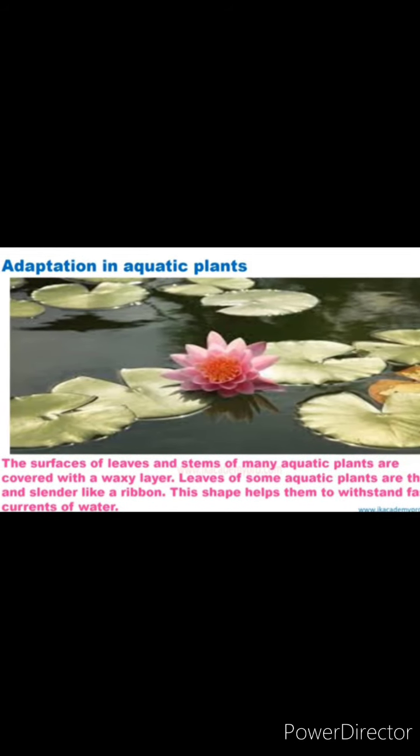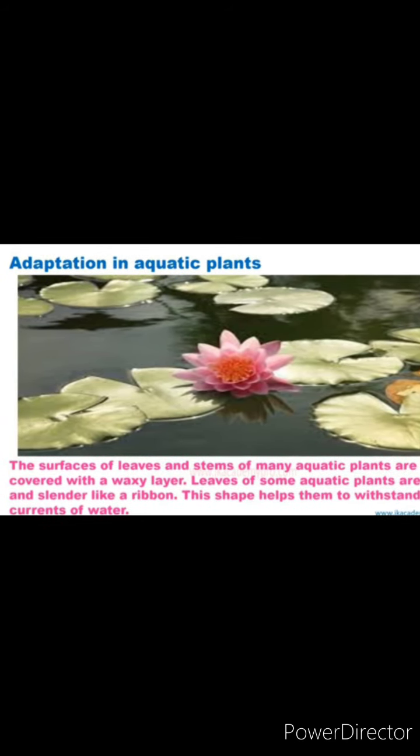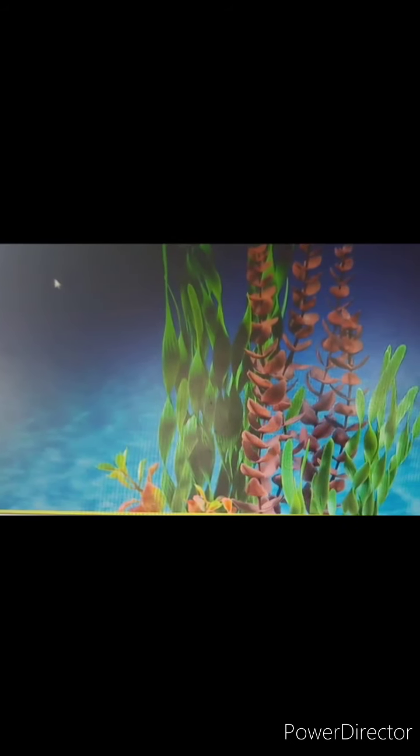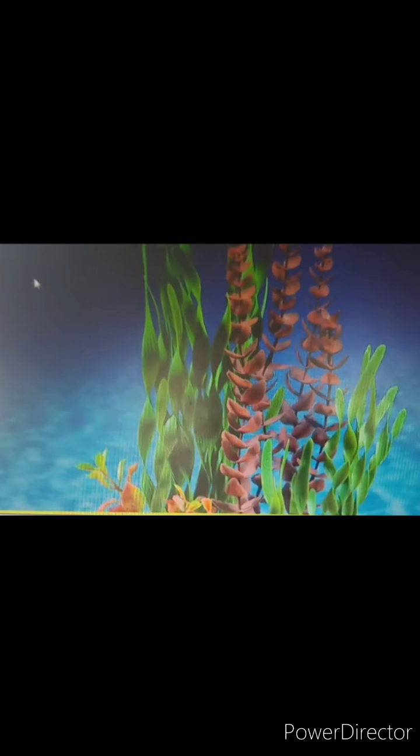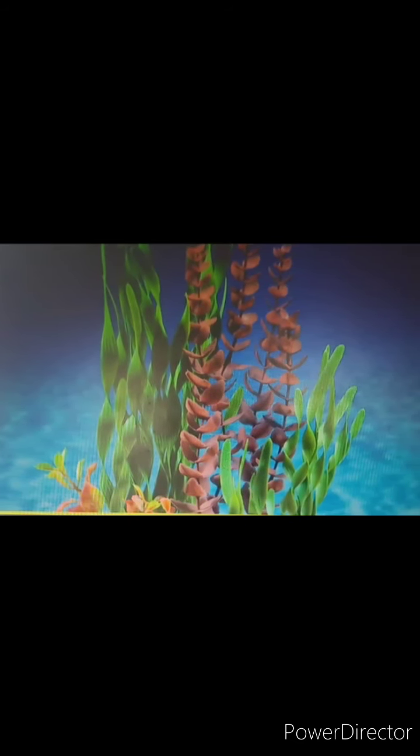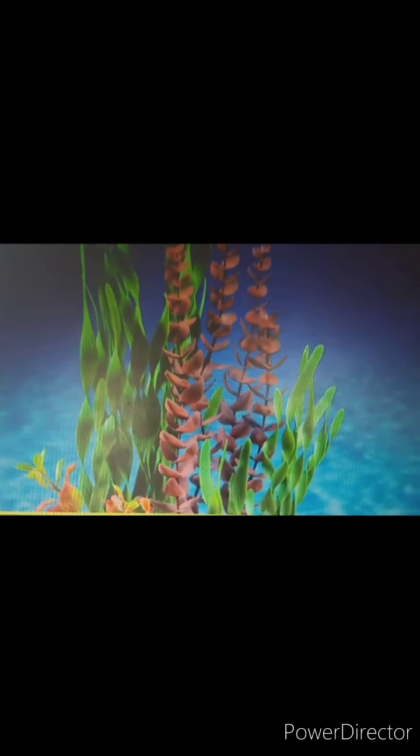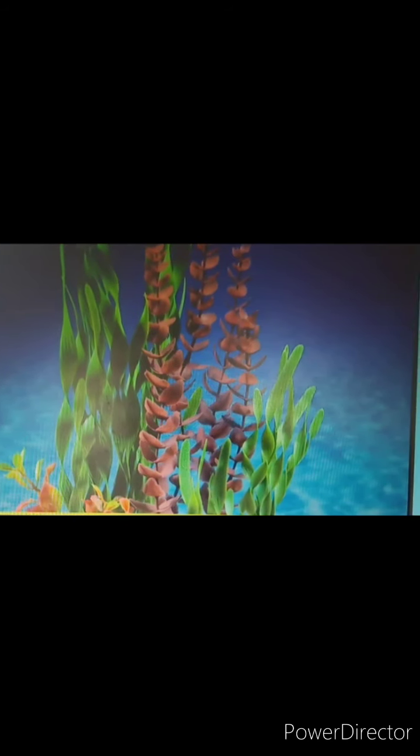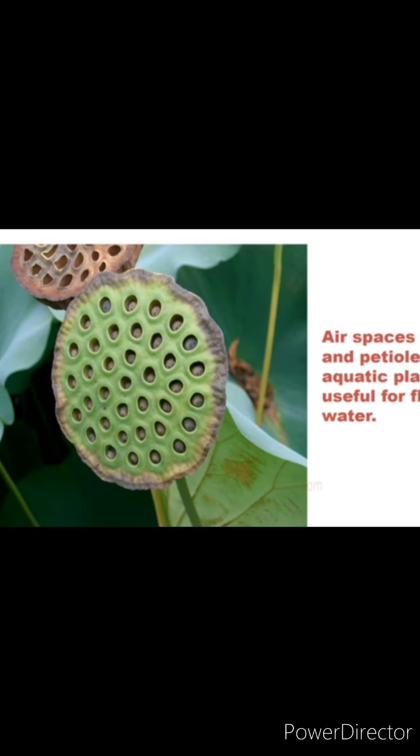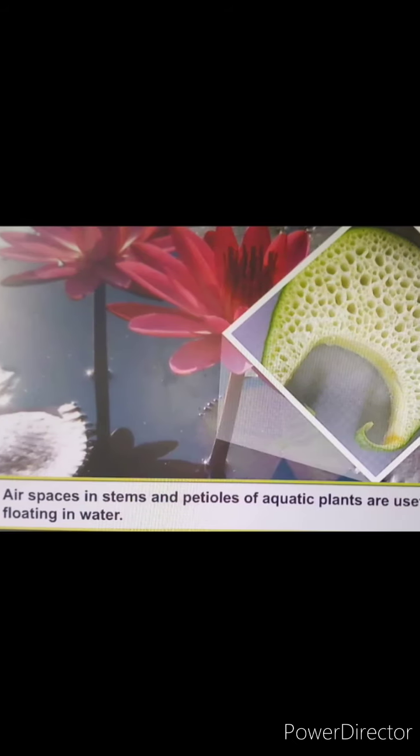They are floating in the water. The surfaces of leaves and stems of many aquatic plants are covered with waxy layers. Leaves of some aquatic plants are thin and slender like a ribbon. This shape helps them to withstand fast currents of water. Air spaces in the stem and petioles of aquatic plants are useful for floating in the water.